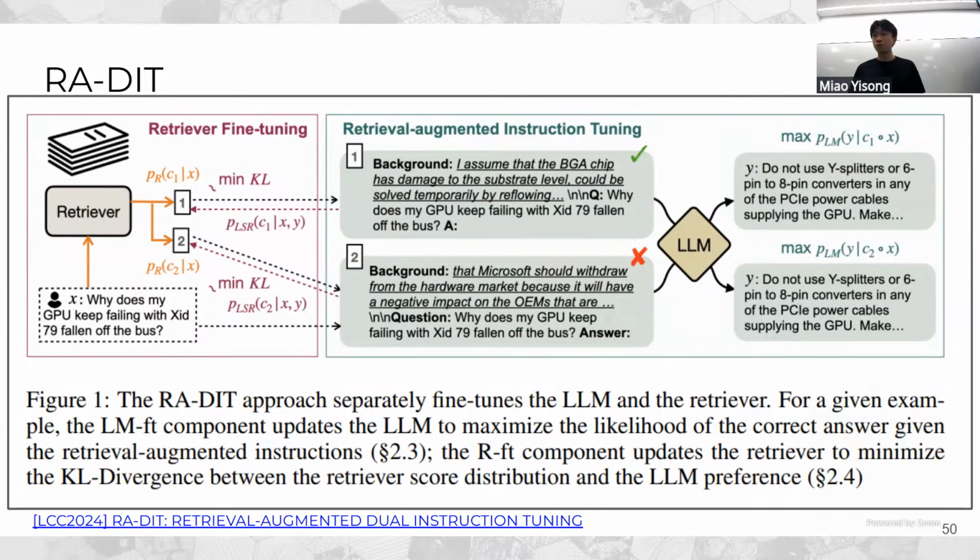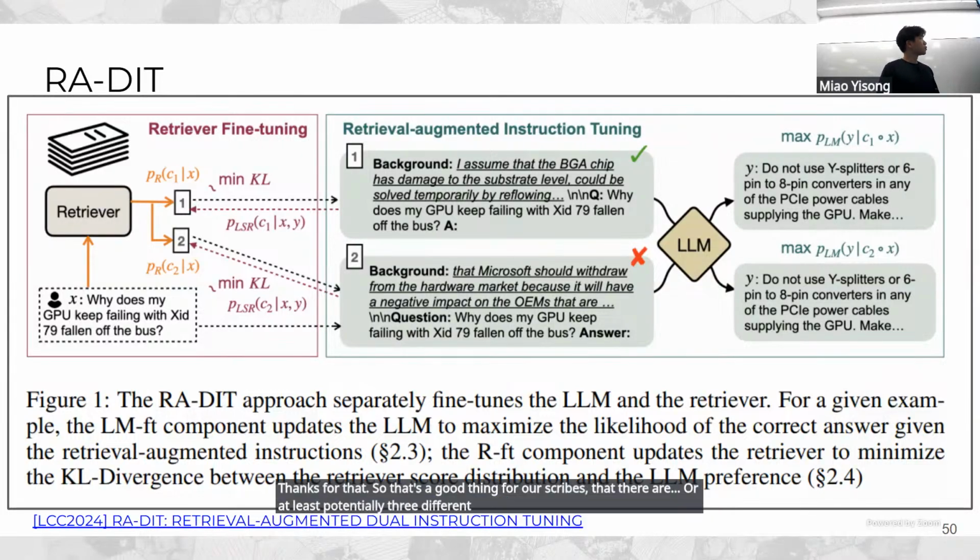Thanks for that highlight. That's a good thing for our scribes to note: there are, or at least potentially, 3 different ways to inject information coming from the retrieval.